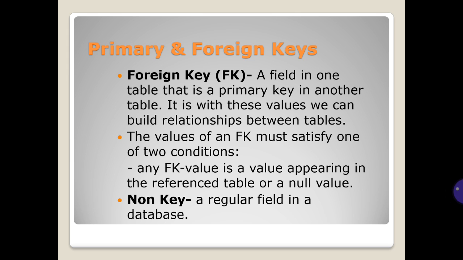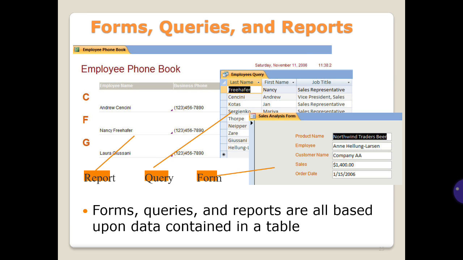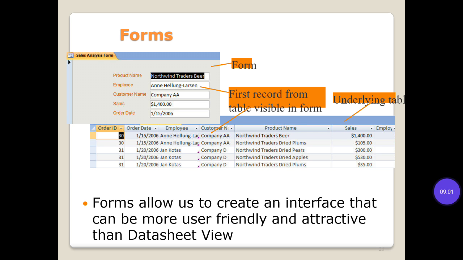Non-key, a regular field in a database. Forms, queries, and then reports. It is a report, a query, and a form. Forms, queries, and reports are all based upon data contained in a table. Forms. Form, first record from table visible in form, underlying table. Forms allow us to create an interface that can be more user-friendly and attractive than datasheet view.